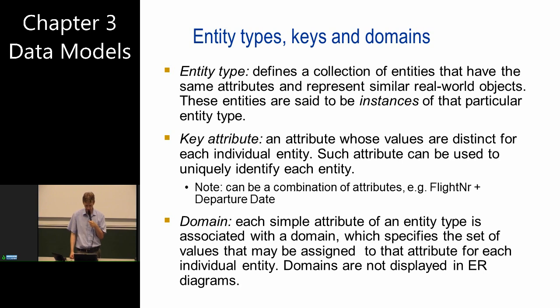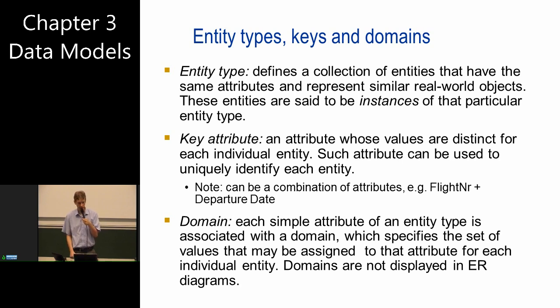The domain is then the same as a data type. So a domain is associated with an attribute, and it's going to specify the set of values that may be assigned to that attribute. So you can have a domain for birth date. Domain could then specify that birth date is typically stored as month or day, month, year.